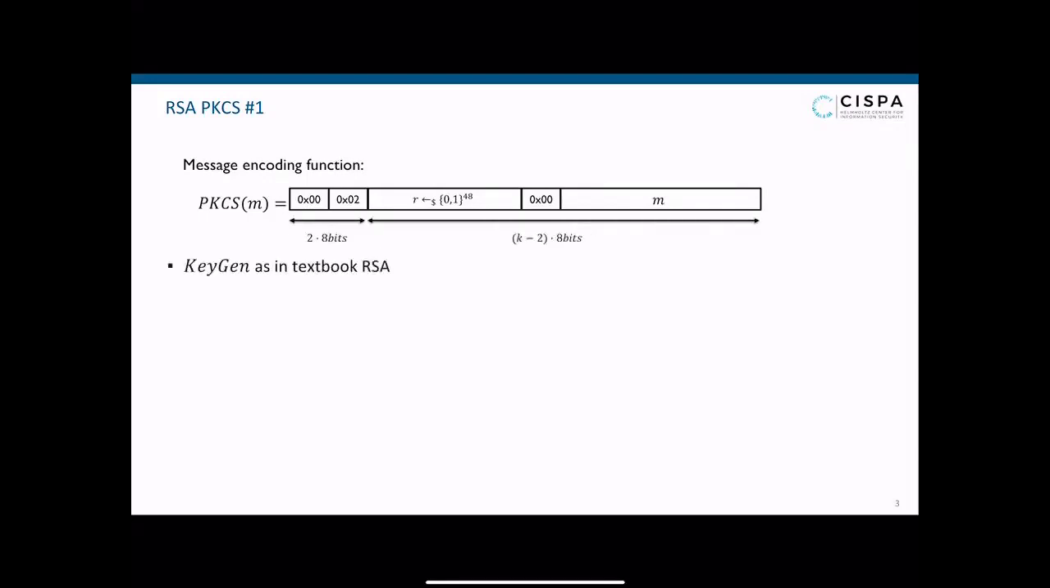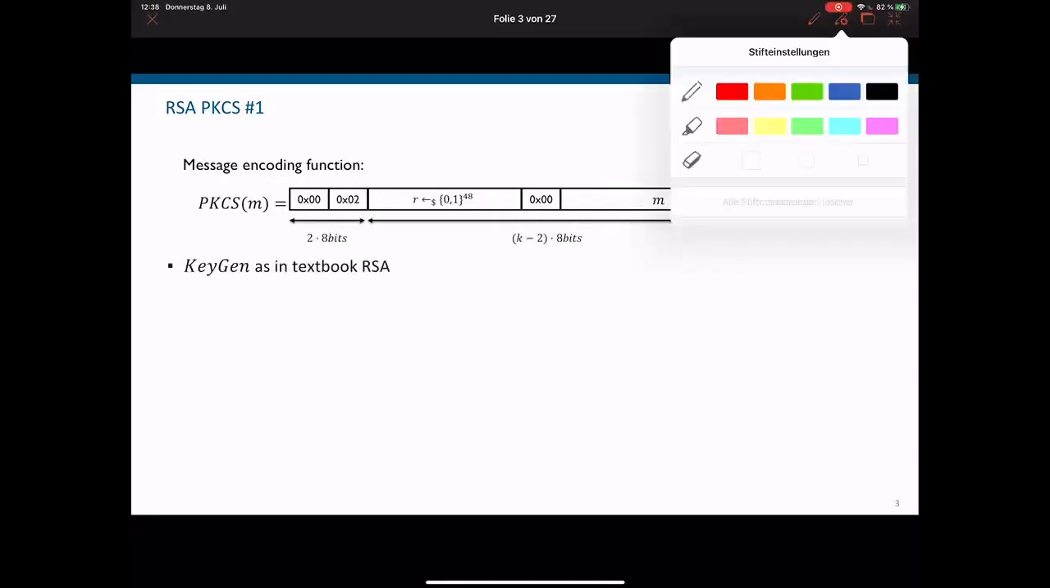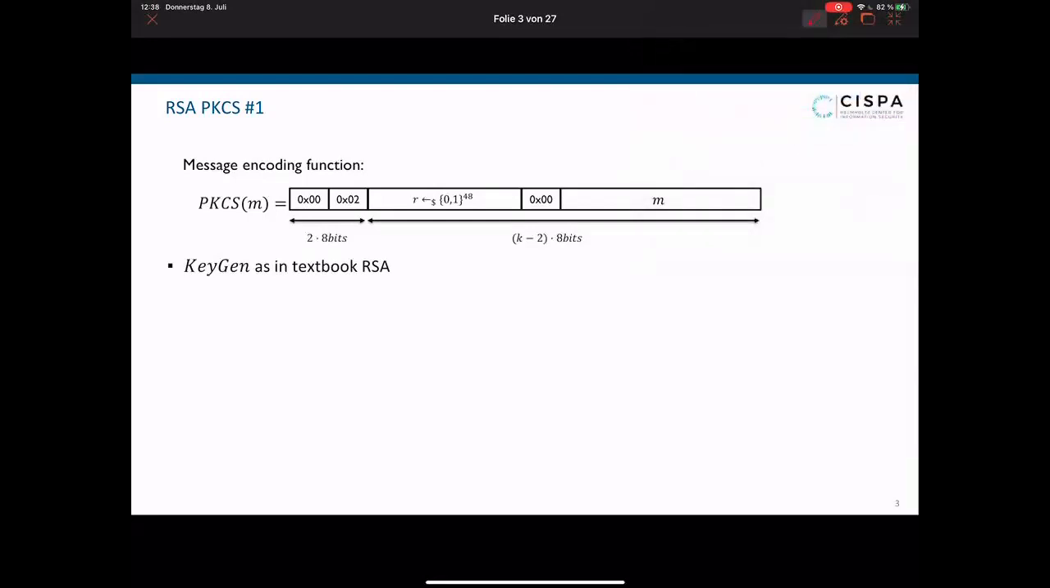So the way this encoding function works is as follows. Let's say our RSA modulus n has a size of roughly k bytes, or 8k bits. So k doesn't stand for kilo here. It's just this integer here.